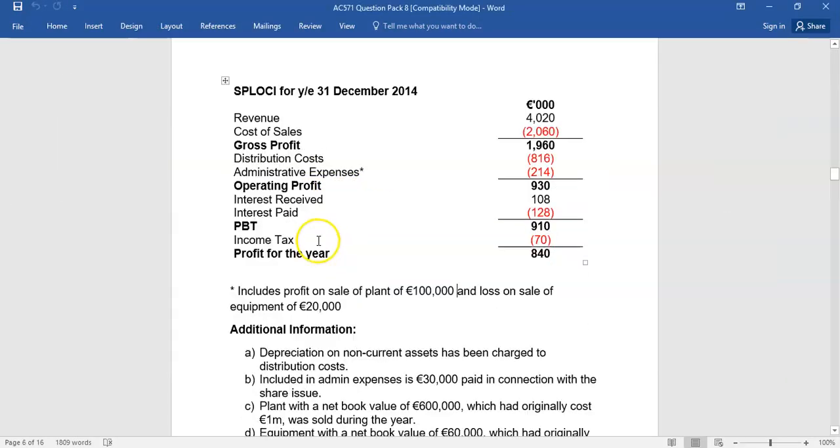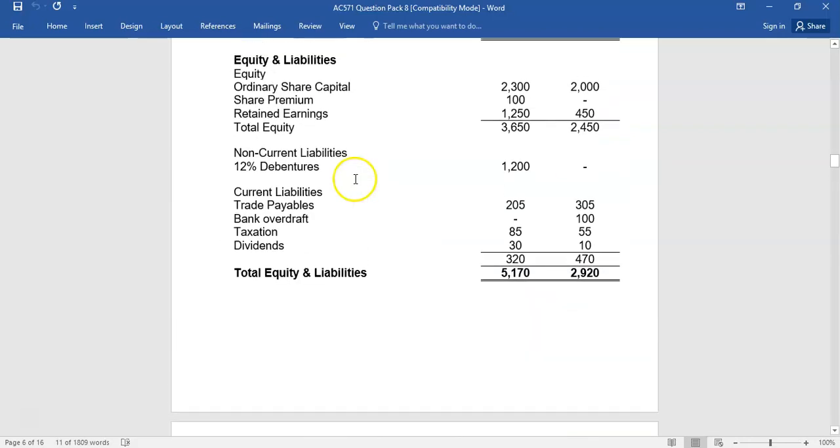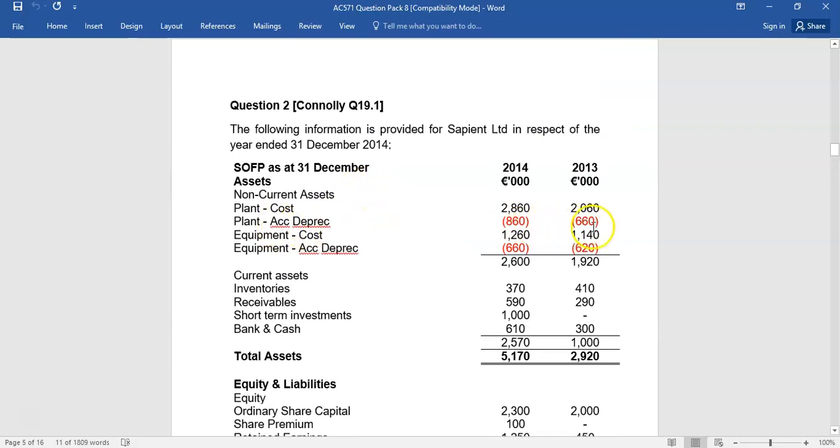We then go down along. What else are we told? Depreciation has been charged to distribution costs. So straight away there should be a red flag. I need to figure out what depreciation is to add it back, because that's a non-cash expense and it's in every question. You'll notice here that some questions will tell you what depreciation is. Other questions are set up, you need to solve for what depreciation is.